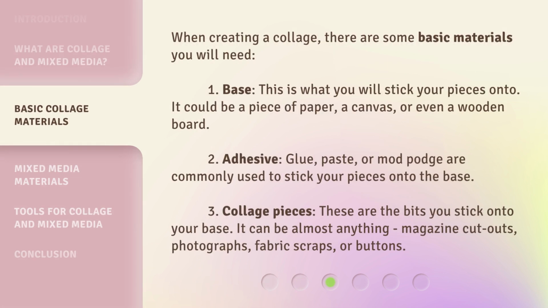When creating a collage, there are some basic materials you will need. 1. Base. This is what you will stick your pieces onto. It could be a piece of paper, a canvas, or even a wooden board. 2. Adhesive. Glue, paste, or Mod Podge are commonly used to stick your pieces onto the base. 3. Collage pieces. These are the bits you stick onto your base. It can be almost anything: magazine cutouts, photographs, fabric scraps, or buttons.